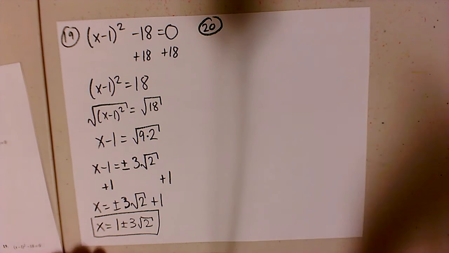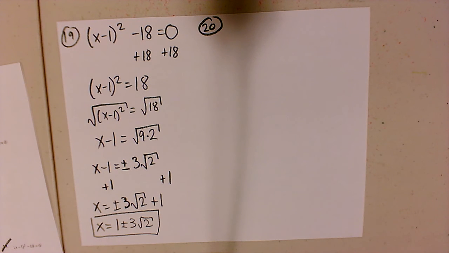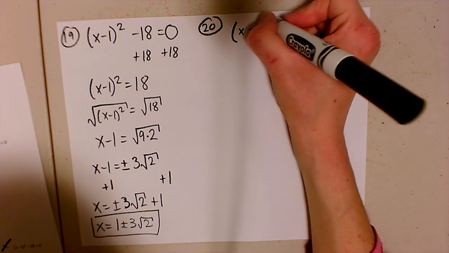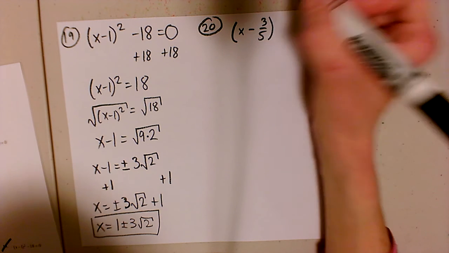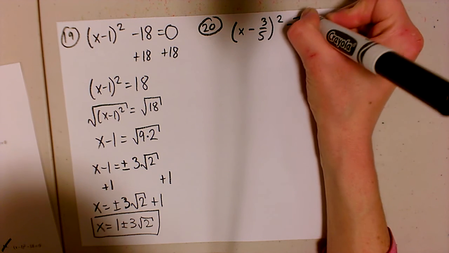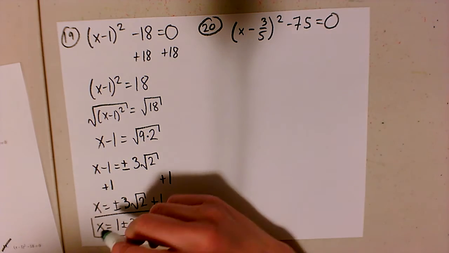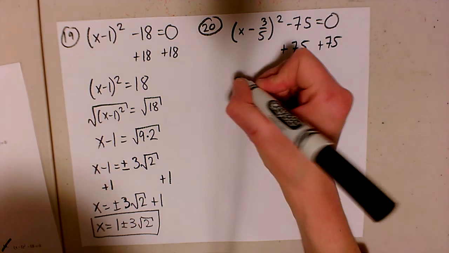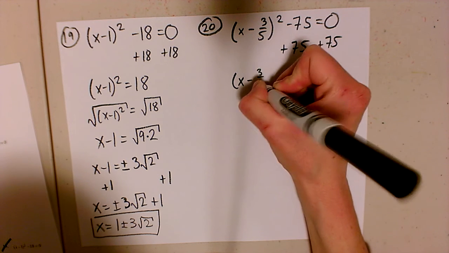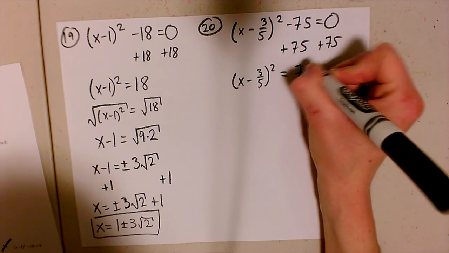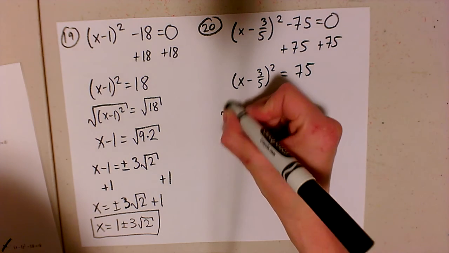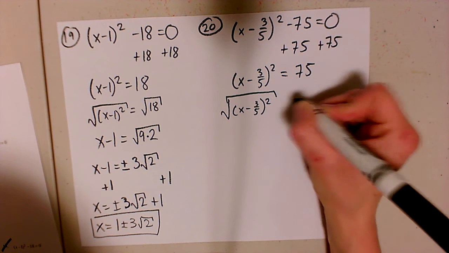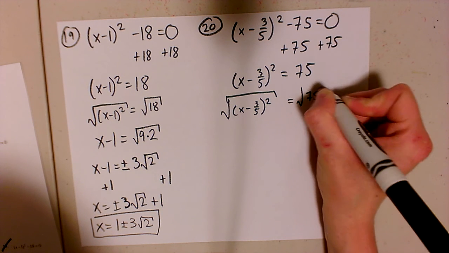Alright, let's go on to number 20. So now we have x minus 3/5, the whole thing squared, minus 75 is 0. Okay, so we'll add 75 to both sides, and I'll get x minus 3/5, the whole thing squared, is 75. So let's go ahead and take the square root of both sides.